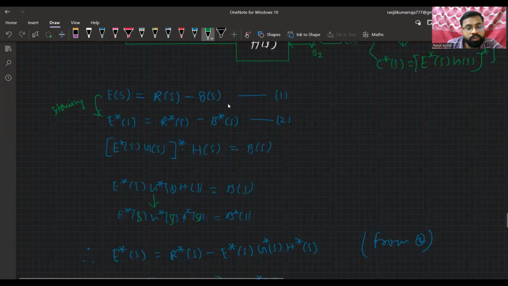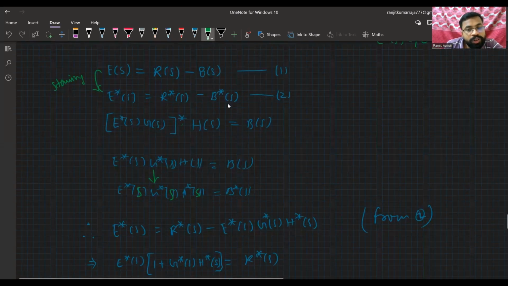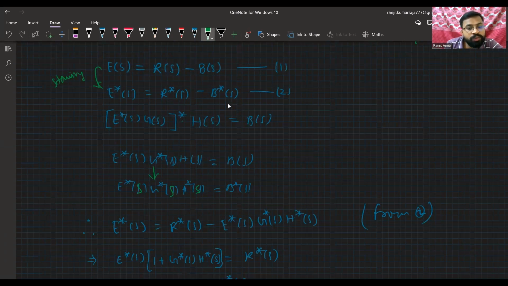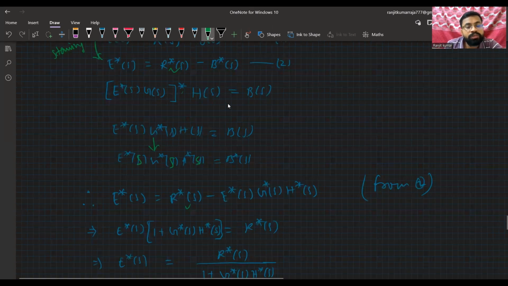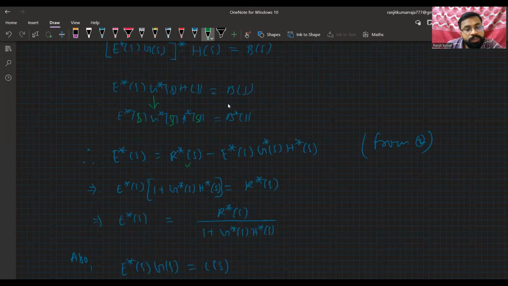Now from equation 2, we can substitute the value here, that is B star of S from this equation. It will become E star of S equals R star of S, that is the same, but in place of B star of S we can substitute this value, that is E star of S, G star of S and H star of S. Now again transposing this term to the left hand side, and again I have taken E star of S as common, so it will become 1 plus G star of S, H star of S, which equals R star of S.